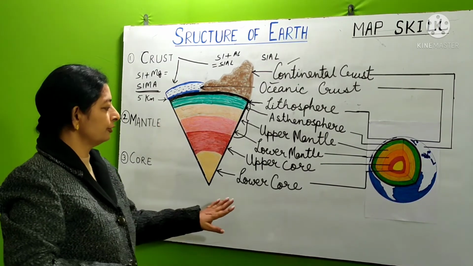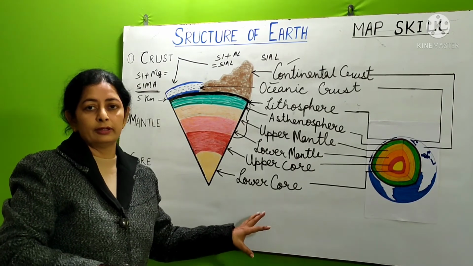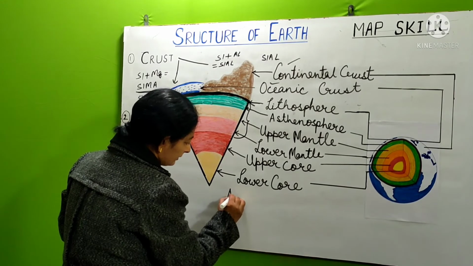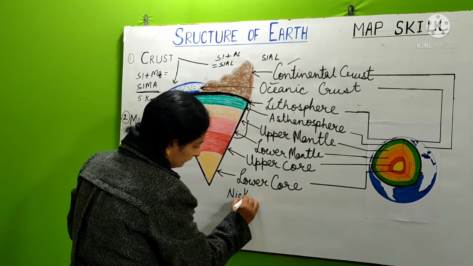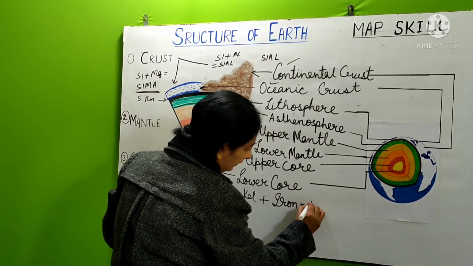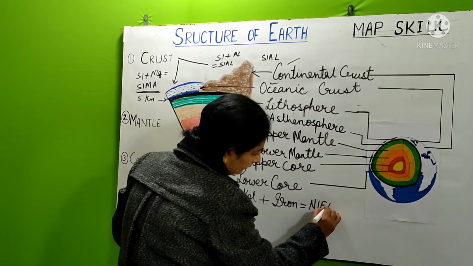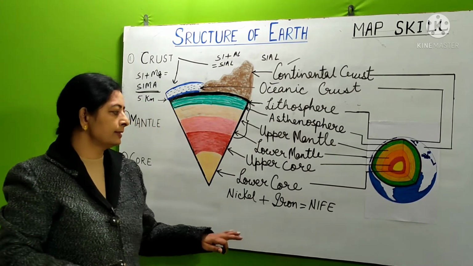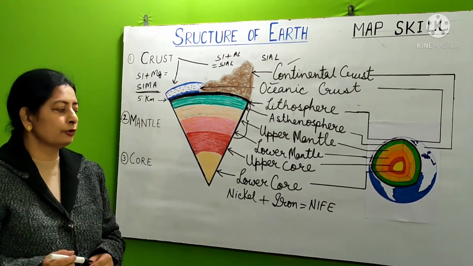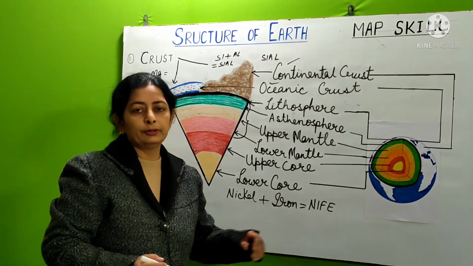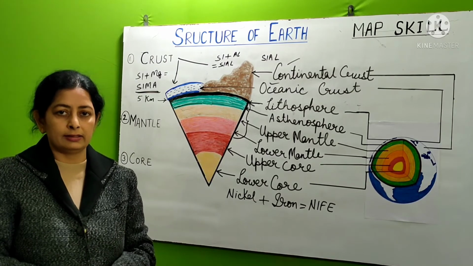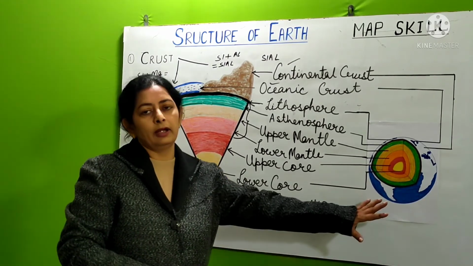An important feature of the core is that it also contains minerals, and the minerals found in abundance are nickel and iron. Nickel and iron make Nife. So this layer, the core of the Earth's interior, is known as Nife because it contains minerals like nickel and iron, and they have high density. So these rocks present here are solid.